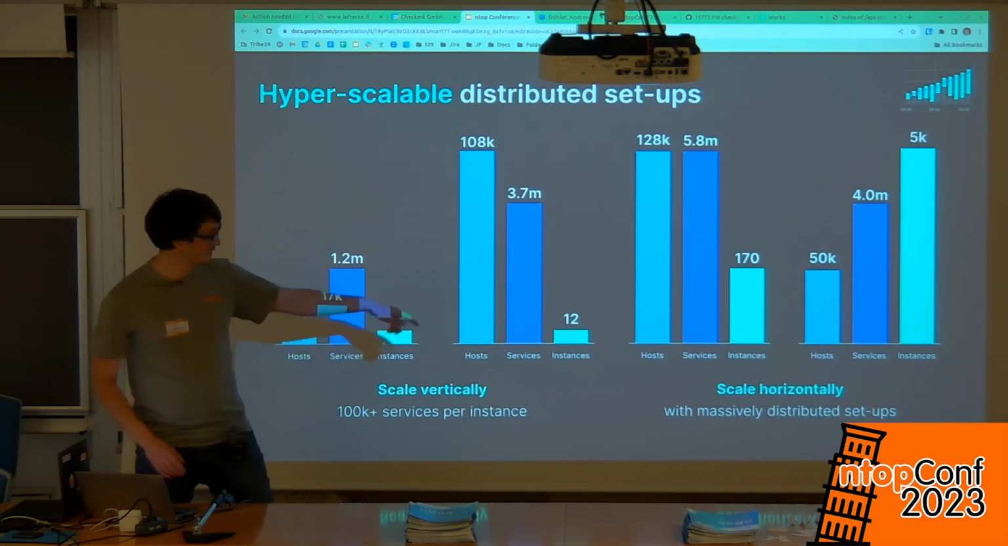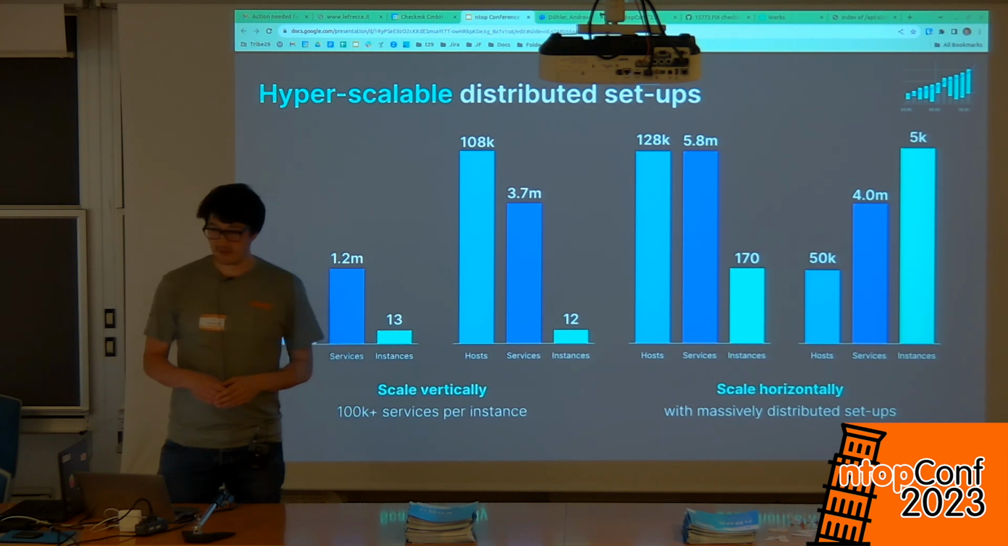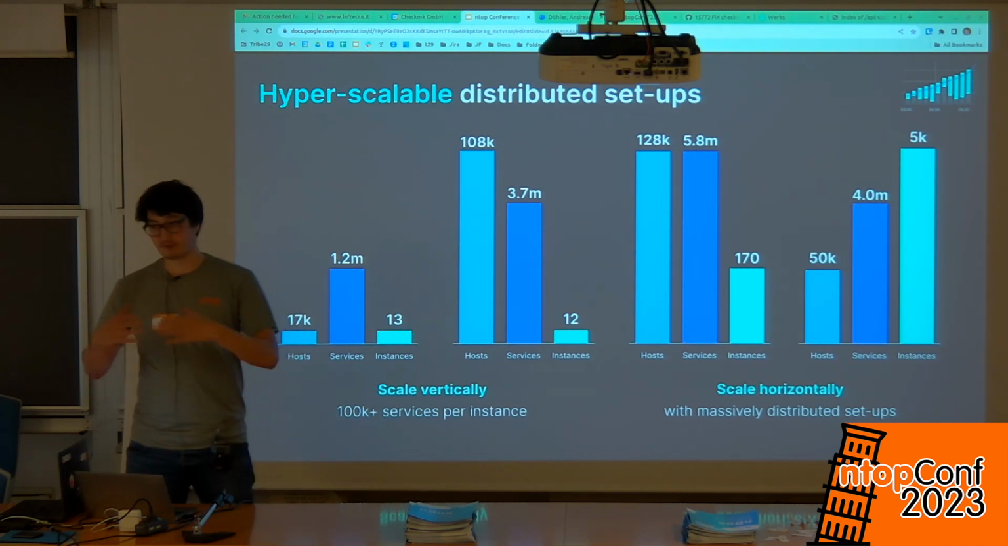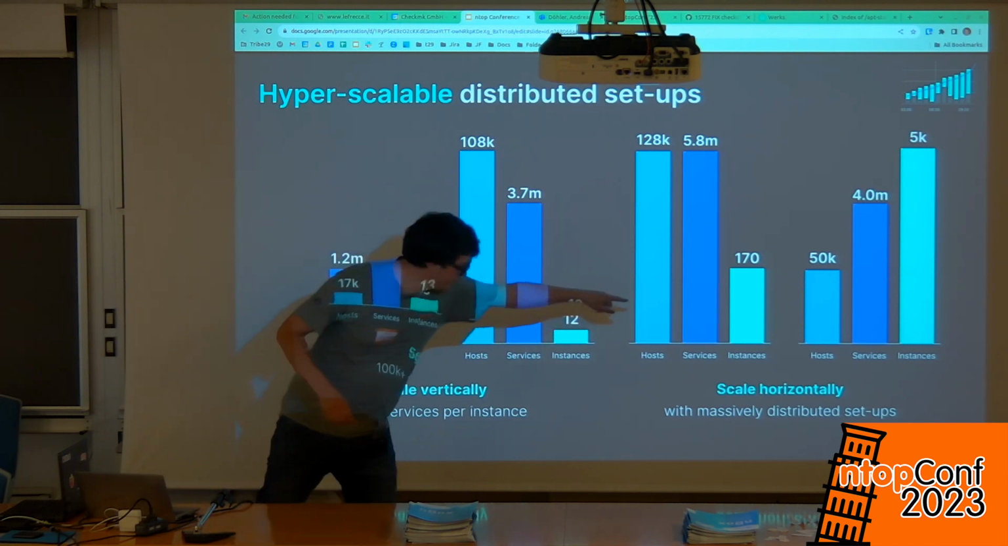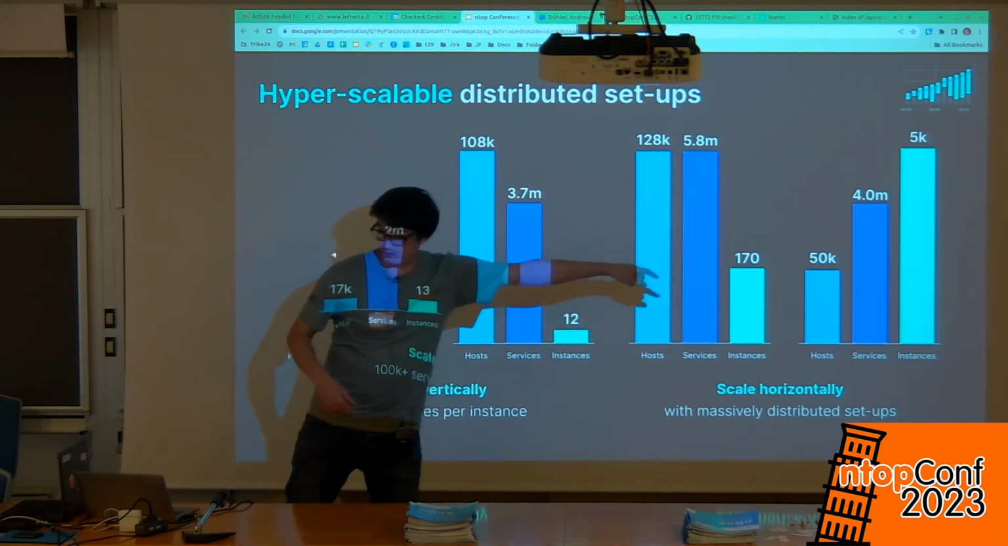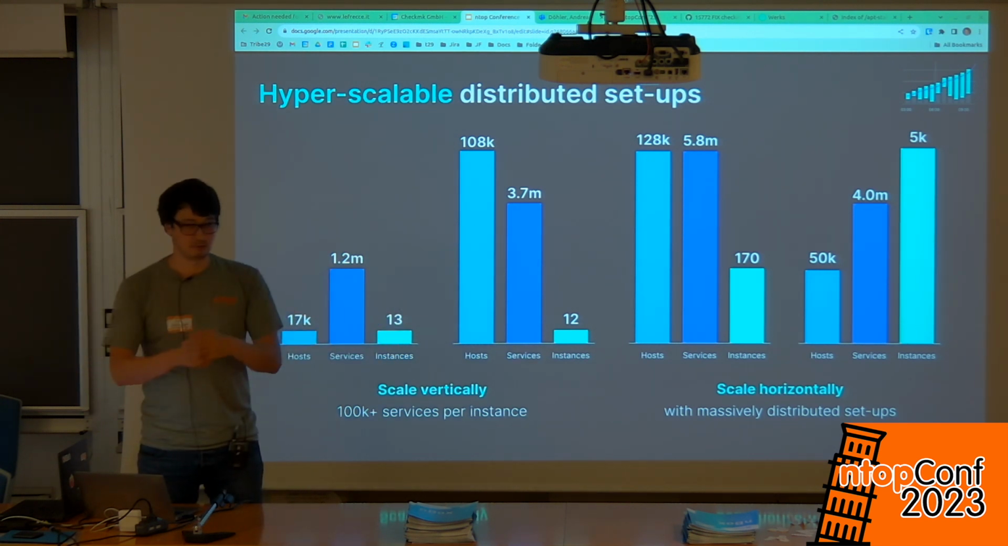This is, for example, a retail customer of ours. We have supermarket stores all around the world, and so they actually also need, for geographic reasons, to distribute the load over the world. So they have 170 instances. The other is also a retail company. They have 5,000 instances of Checkmk running, and then they basically try to combine it together.